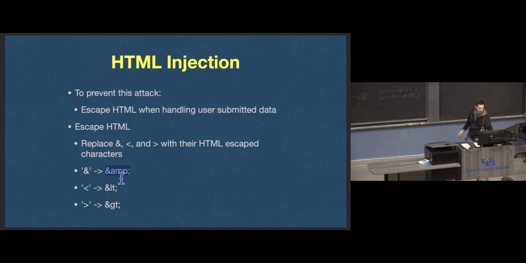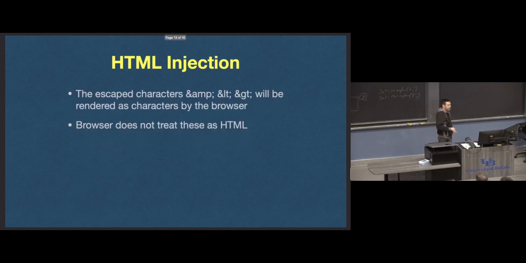Replace these symbols with their escaped counterparts, and we're done. That's it. We're secure, we're safe, no HTML injection attacks. The browser, when it sees these sequences of characters, will render them as the characters that they represent. So the user won't know that anything's escaped. It'll just render as text, but it won't be interpreted as HTML. It'll just be interpreted as raw text. And that's what we want.